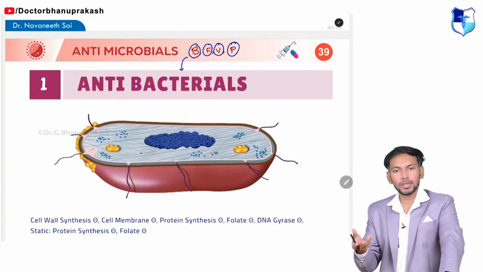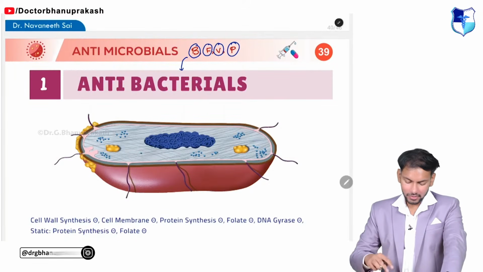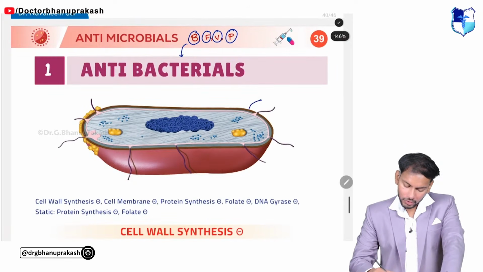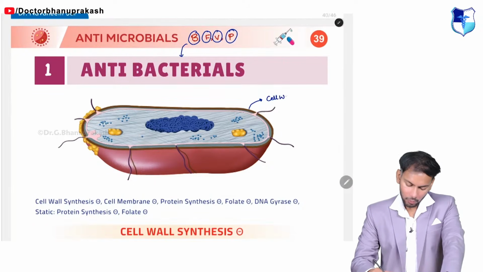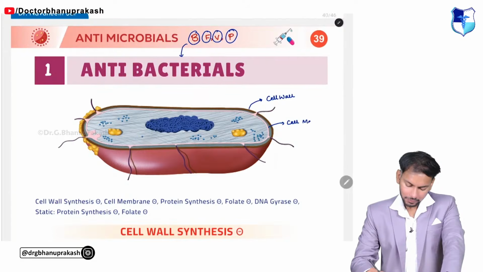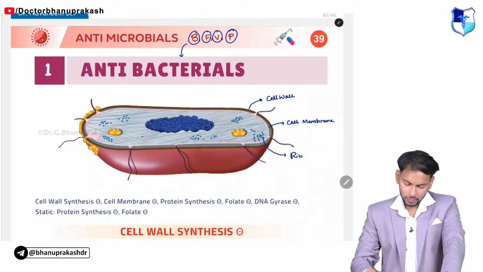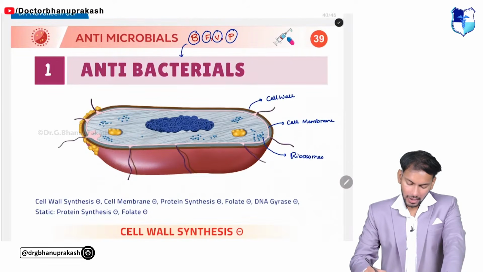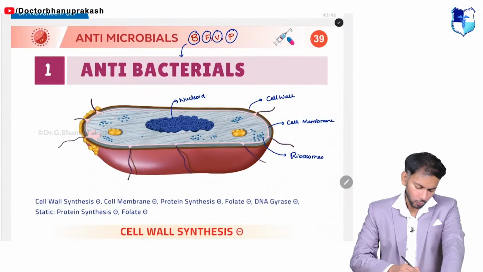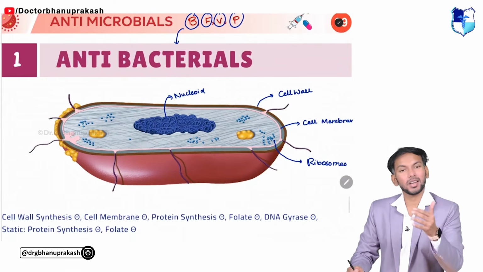Now, if you know the structures of bacteria, you know the classes of antibacterials. Let us see how. So the outermost structure of the bacteria is the cell wall, and then inside you have the cell membrane, and these round structures are ribosomes, and this is the nucleoid. So if you want to break the bacteria or kill the bacteria, what you should do? You have to break the structures of the bacteria.